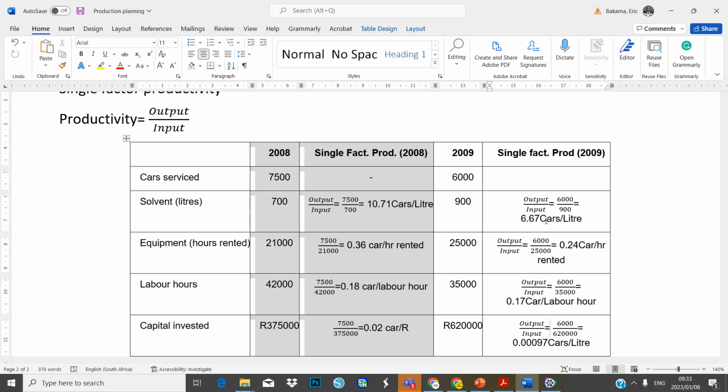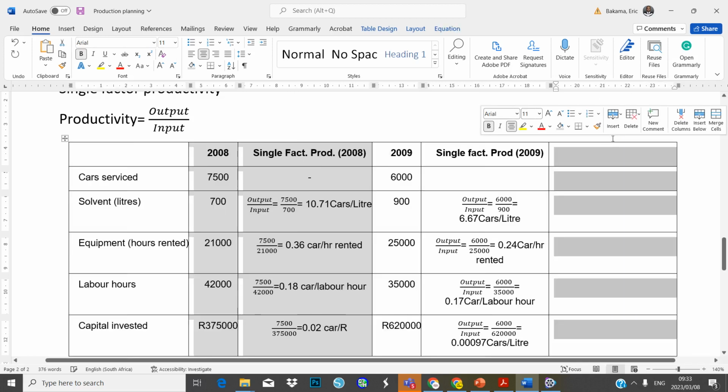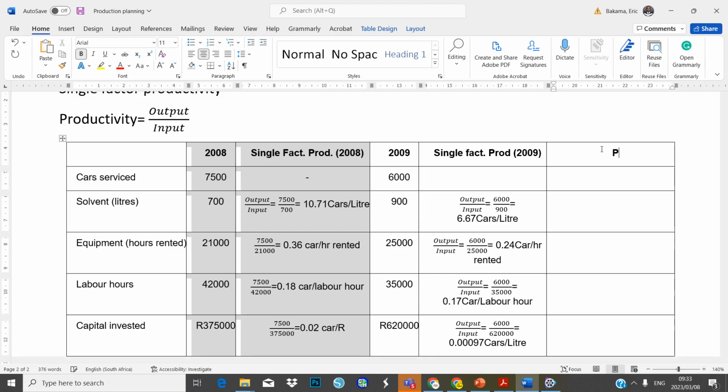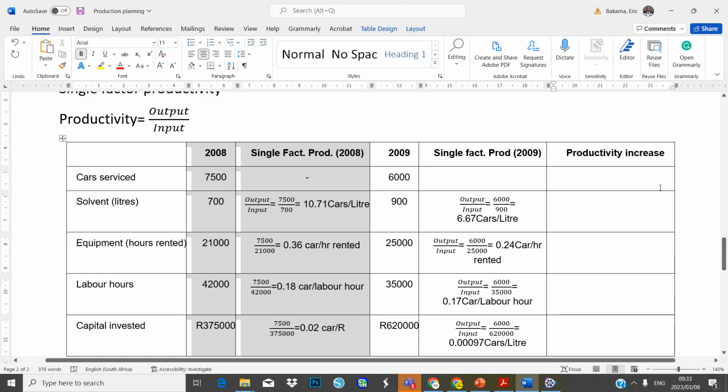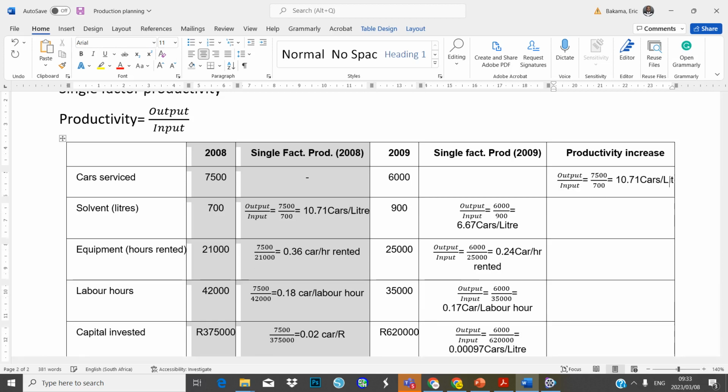So we need to be able to summarize, because remember, this is a report. We need to summarize and check in case there's been an increase or a decrease in the productivity. We're going to call it productivity increase. So the productivity increase here is what we're going to try to assess. There's generally a formula that people use. There are many ways to look at it, but personally, this is what I would suggest.